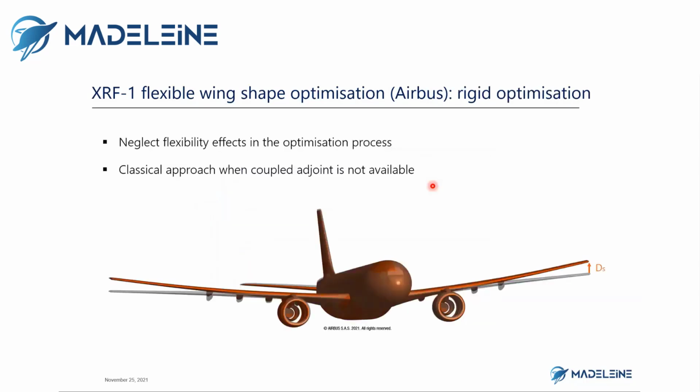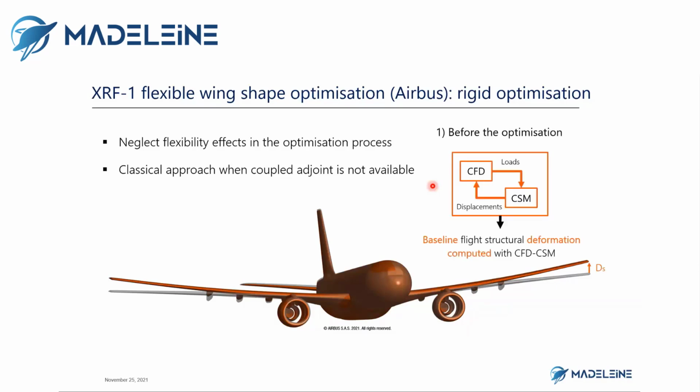Okay, so now besides this flexible optimization, what we were interested in was to find out the benefits of including coupled adjoint with respect to a classical optimization process that we had before. This is what we call rigid optimization. Within this rigid optimization, we neglect flexibility effects in the optimization process.